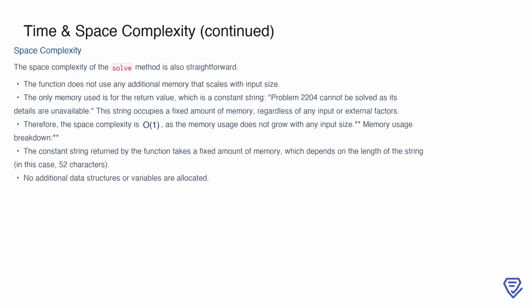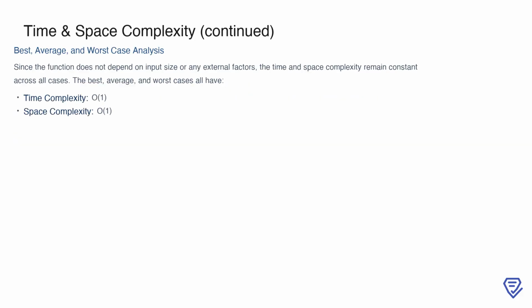To summarize, the function's memory usage is entirely independent of any input or external factors, making its space complexity highly efficient and predictable. We can extend this analysis to consider the best, average, and worst cases for the solve method. Since the function's behavior is completely independent of input, the time and space complexity remain constant in all scenarios. Whether we consider the best case, average case, or worst case, the time complexity is O(1), because the function always performs a single operation. Similarly, the space complexity is O(1), as the memory usage is fixed and does not change. This consistency across all cases highlights the simplicity and efficiency of the implementation.